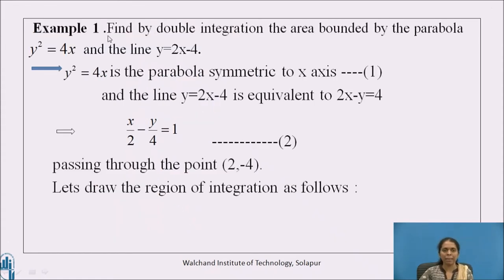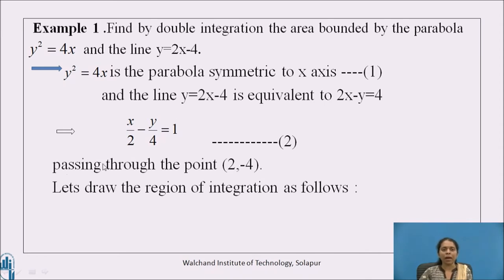Let's solve an example. Example number 1. Find by double integration the area bounded by the parabola y square is equal to 4x and the line y is equal to 2x minus 4. Answer: y square is equal to 4x is the parabola symmetric to the x axis, let's call it 1, and the line y is equal to 2x minus 4. In order to plot this line, we write its equivalent form as 2x minus y is equal to 4. Divide this equation throughout by 4, hence we get x by 2 minus y by 4 is equal to 1. Let's call it 2.